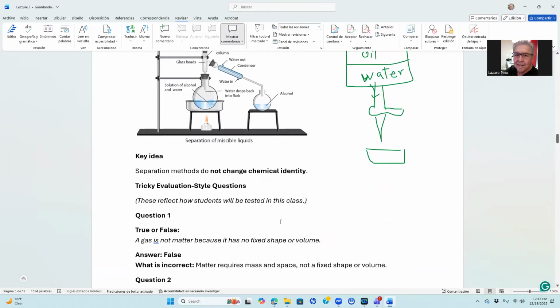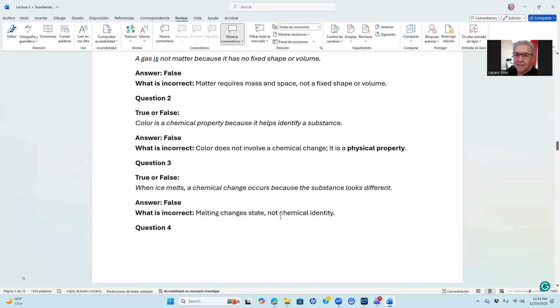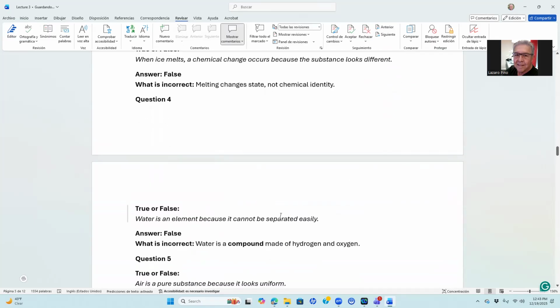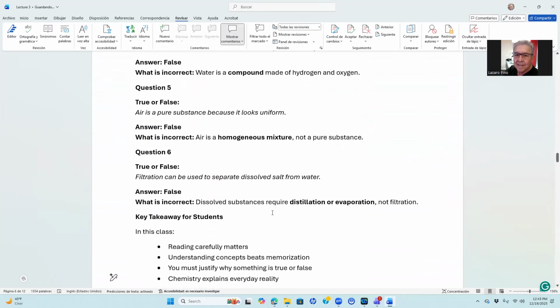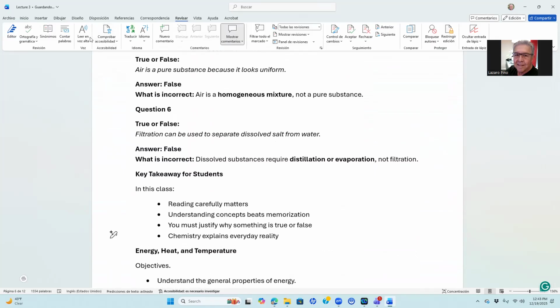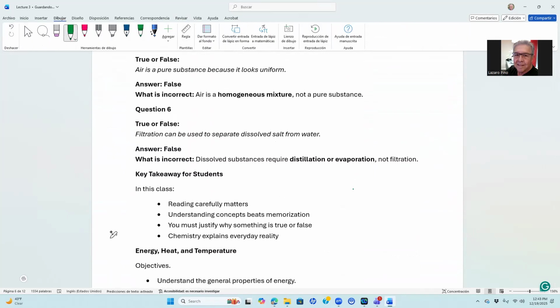Let me see if I can see this. It was here. Oh, sorry. Well, I don't see it easily, but we have to be very careful when we talk about color. You say, for example, the substance is green. Okay, green. In this case, green is a physical property because it describes the color of the substance.